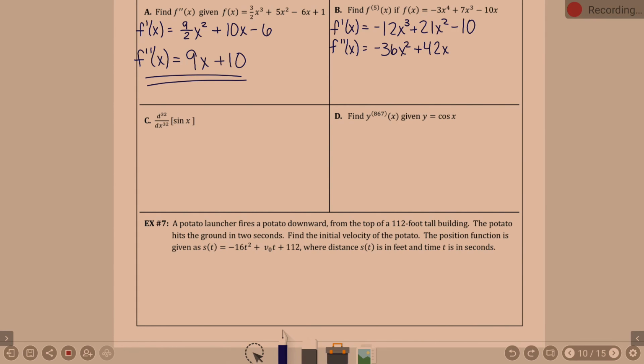Third derivative, just negative 72x, still plus 42. Way wrong. Fourth derivative, and fifth derivative, 0. Because the fourth derivative is just a number, negative 72, the fifth derivative is then 0. Oh wait, hang on. Wrong number I picked.